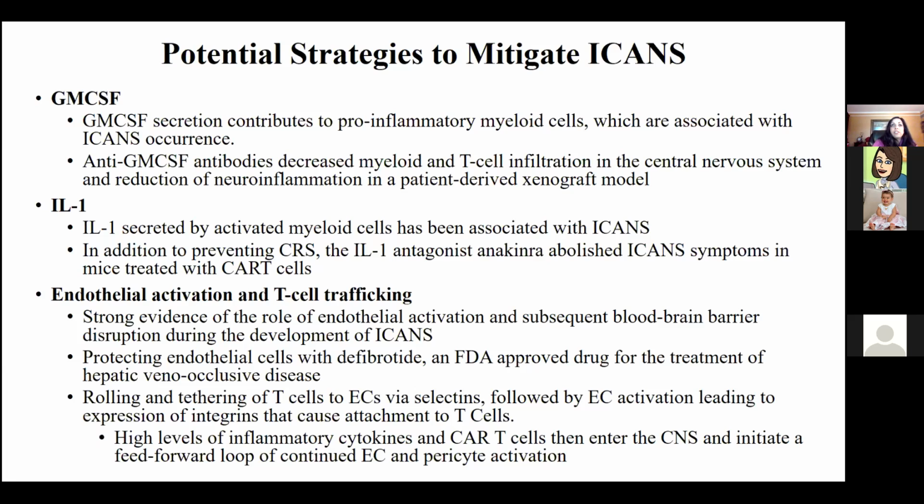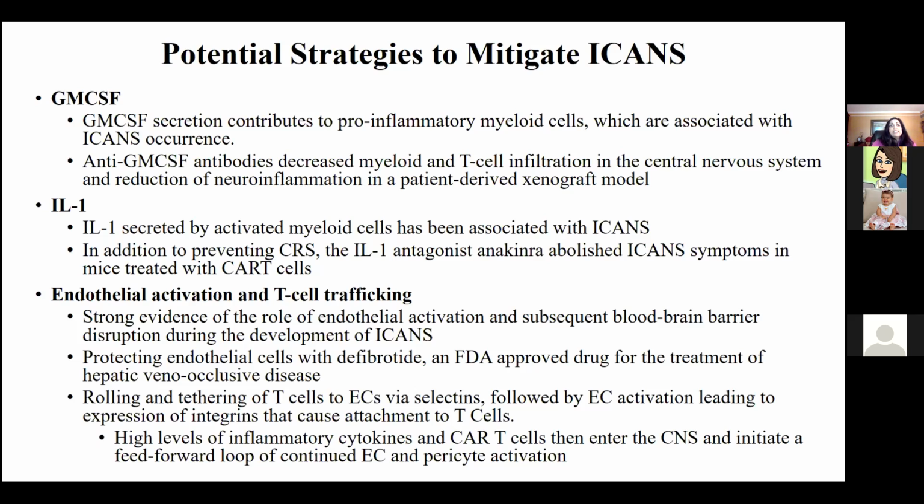Endothelial activation and T cell trafficking is also an important avenue to look at. As I mentioned before, there's strong evidence that endothelial activation is a driver of the breakdown of the blood-brain barrier and then development of ICANS. So there's a study that's looking at using defibrotide, which we often use in the transplant world in veno-occlusive disease or sinusoidal obstruction syndrome. It's an endothelial cell protectant, essentially. And so there is one phase 1 study looking at this to prevent ICANS.